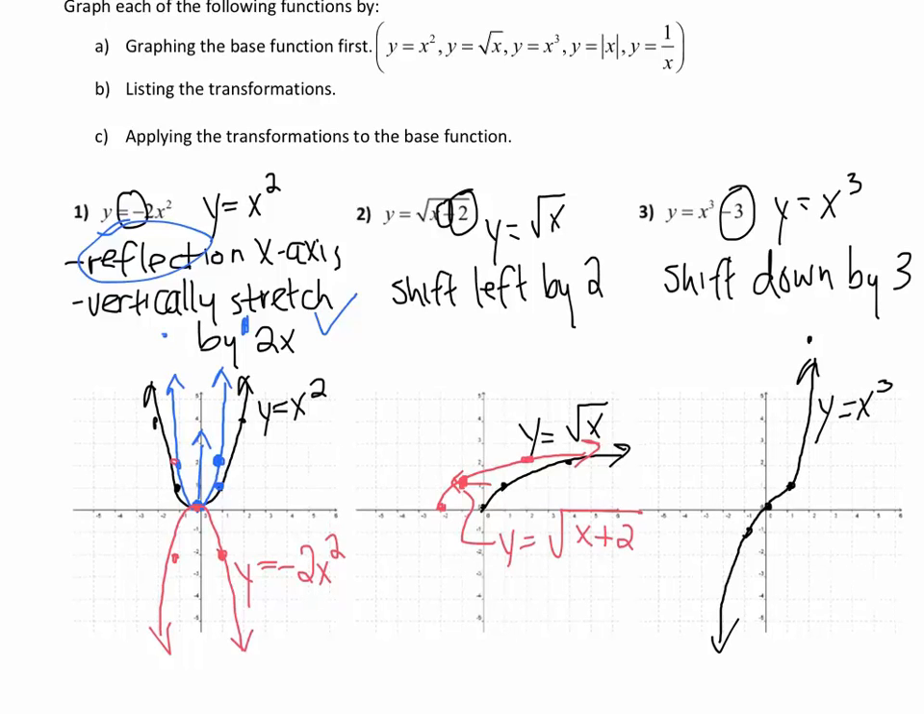That means we're going to shift each of our points down by 3 units. So this point here comes down by 3, the point at 0 comes down by 3, point at 1 comes down by 3, point at 8 would come down by 3, so it'd end up at 5 here, just to give us an extra point. Connecting our dots, our graph would look like this. So this would be y equals x cubed minus 3.